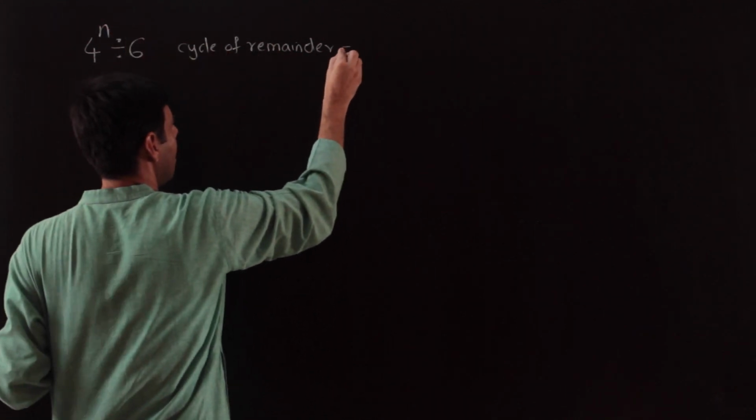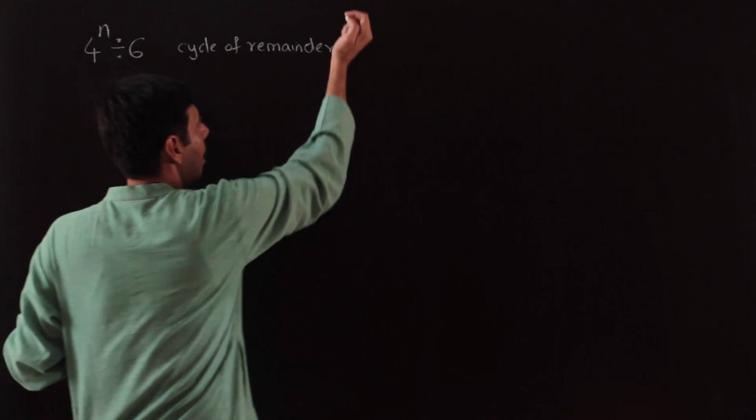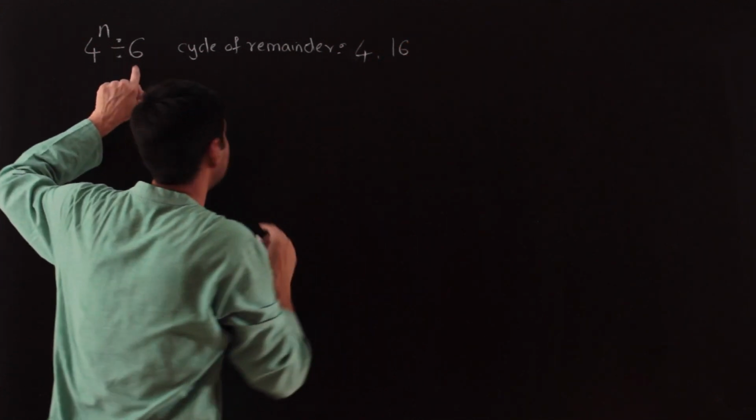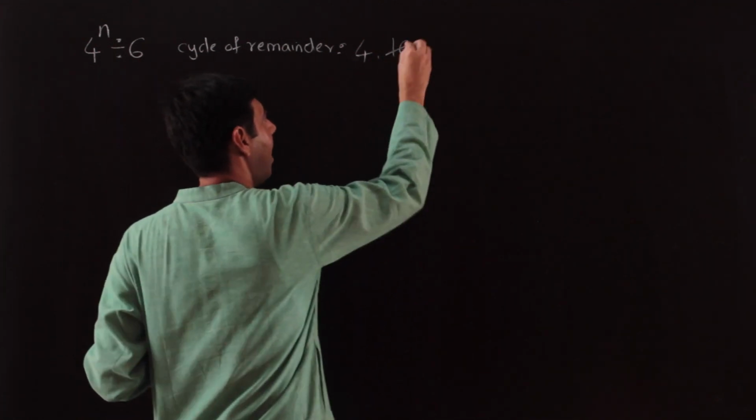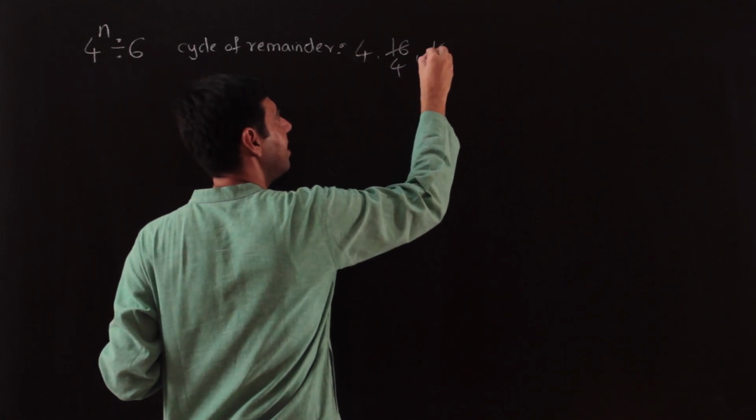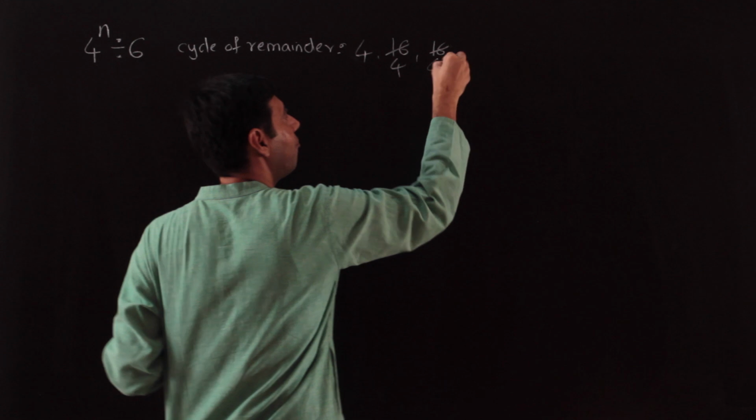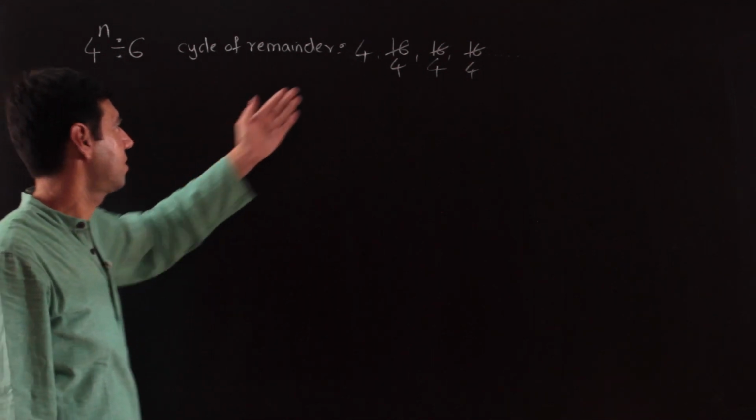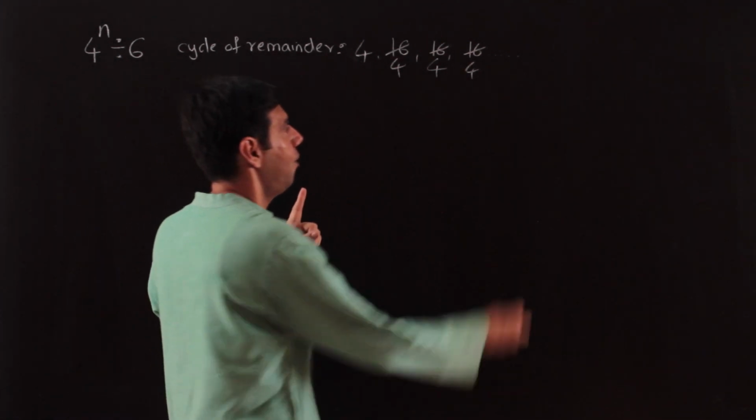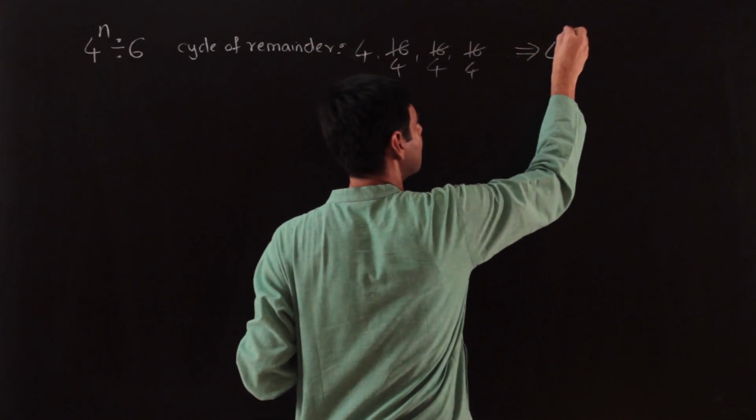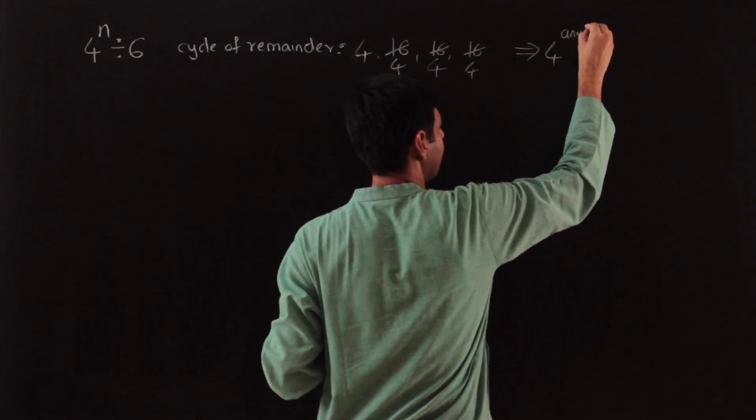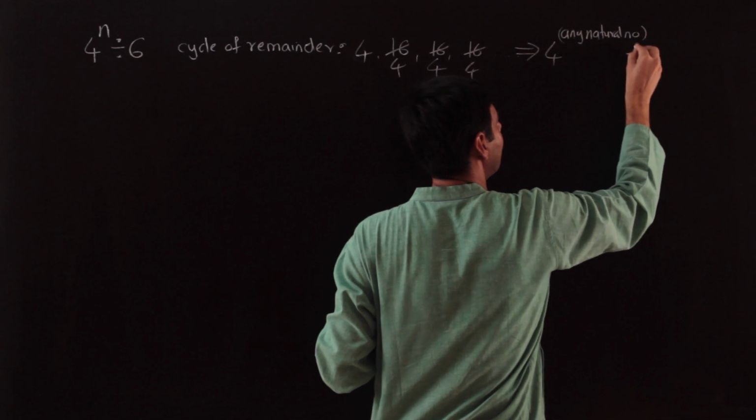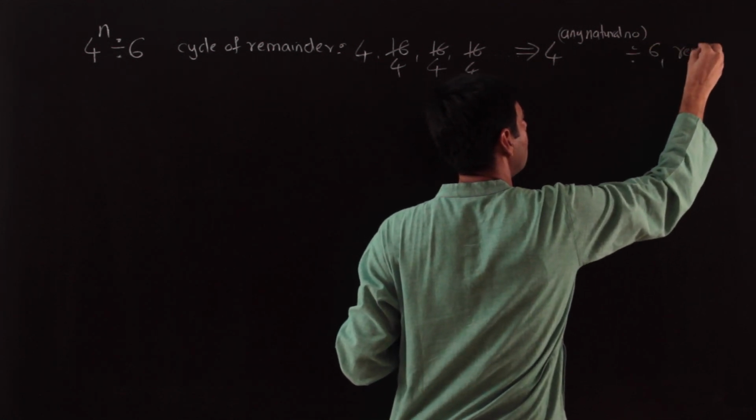N will keep changing. So 4 raised to 1 will be just a 4. 4 into 4 is 16. 16 is more than 6, so divided, 6 twos are 12, again a 4. 4 fours are 16, again divided by 6 will leave 4. So it's the same thing that I am continuing, and the cycle is of just one value. What this means is 4 raised to any whole natural number divided by 6, the remainder is always going to be 4.